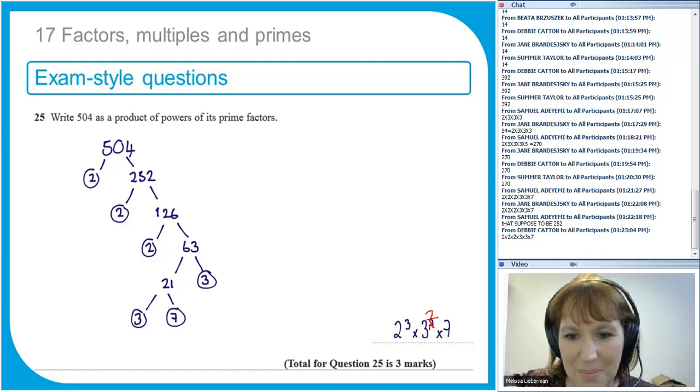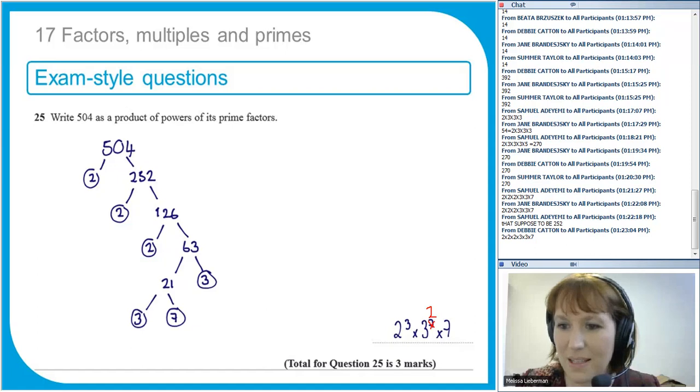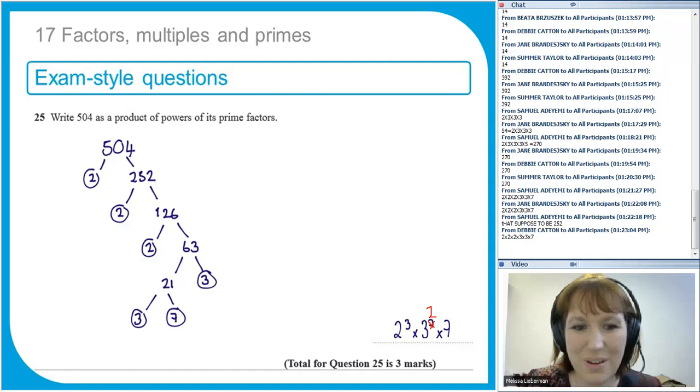Let me just neaten that up and correct that. So that should be 2 to the power of 3, 3 to the power of 2, times 7. Okay, happy with that? 2 times 2 times 2 times 3 times 3 times 7. You could write it like that as well and you would still get full marks, and that's worth 3 marks altogether. It's quite an easy 3-mark question.